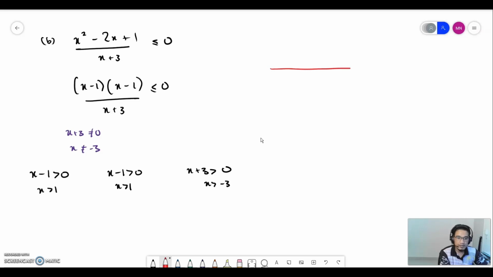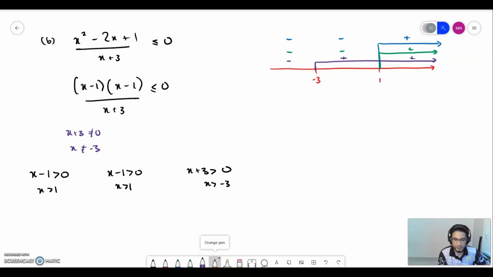Okay, so now we draw a line, negative 3, and we have number 1 right here. For the first one, we have x minus 1. Go to the right: positive, negative, negative. Then we have another, second, x bigger than 1. So we draw another one: positive, negative, and negative. And then we have x is bigger than negative 3. Go to the right, and it becomes positive, positive, and negative.